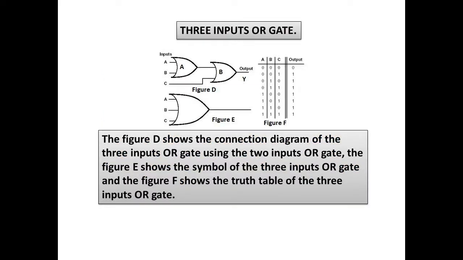3 inputs OR gate. Figure D shows the connection diagram of the 3 inputs OR gate using the 2 inputs OR gate. Figure E shows the symbol of the 3 inputs OR gate and figure F shows the truth table of the 3 inputs OR gate.